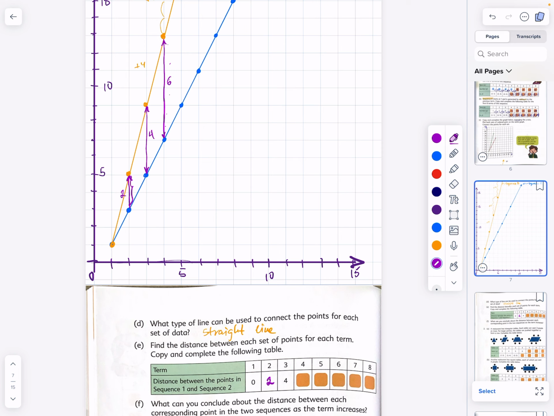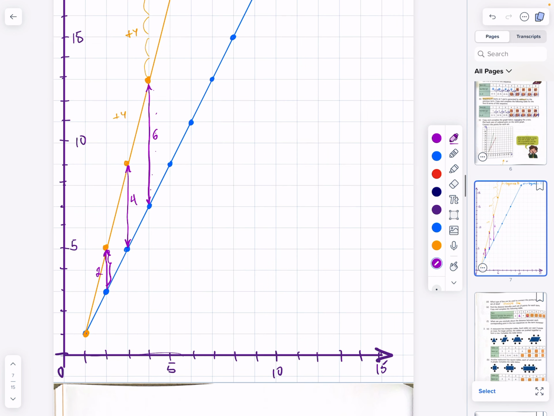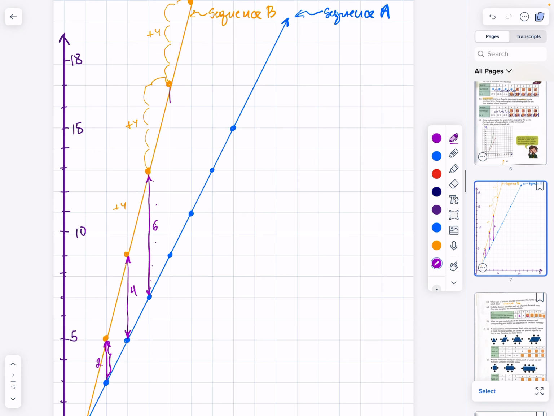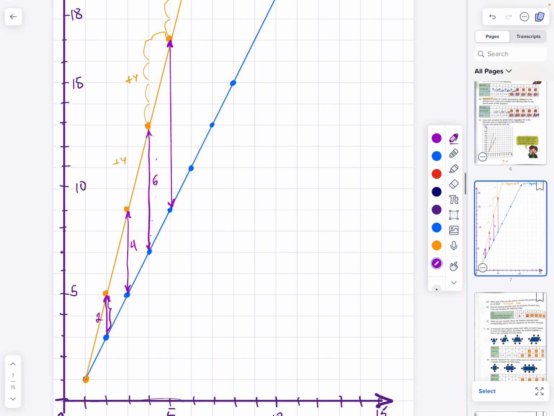This difference is 6, right? So 6. And of course, we can continue because right here, I'm going to make a straight line between the same points, right? This is our point number 5. This is the fifth term. And look, the difference is 8.